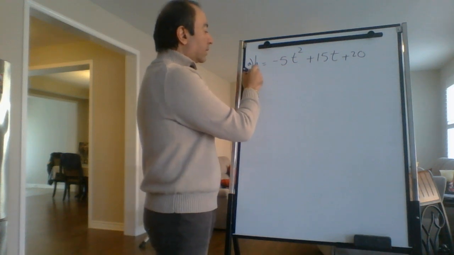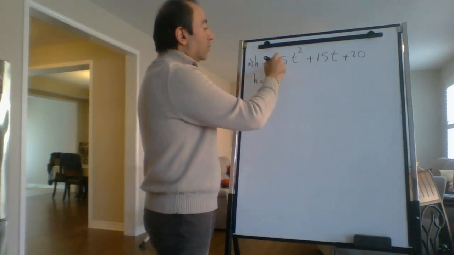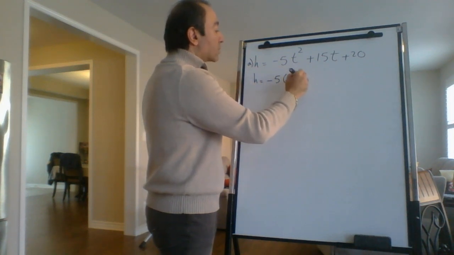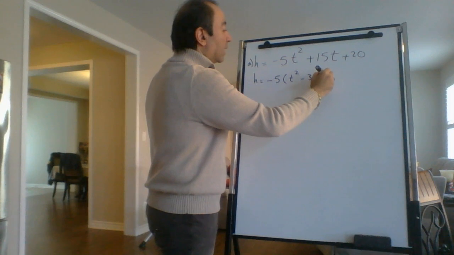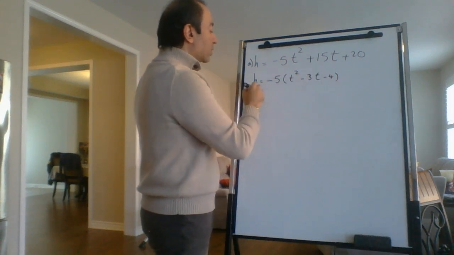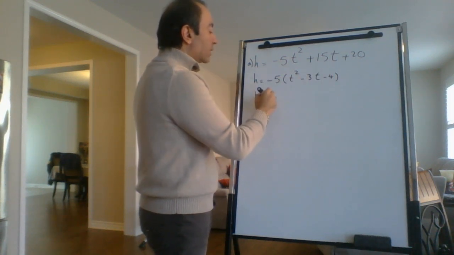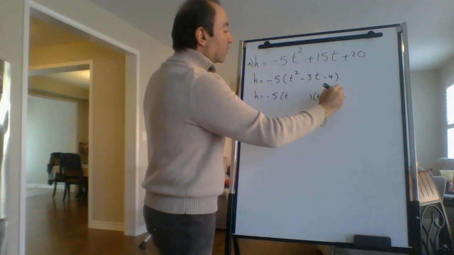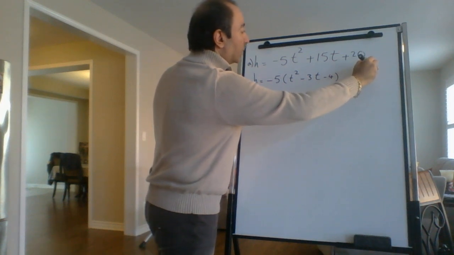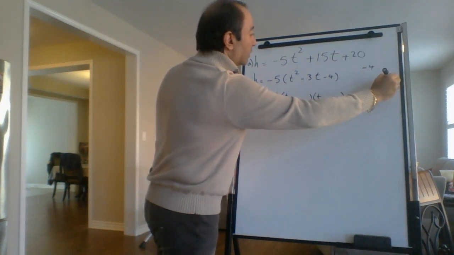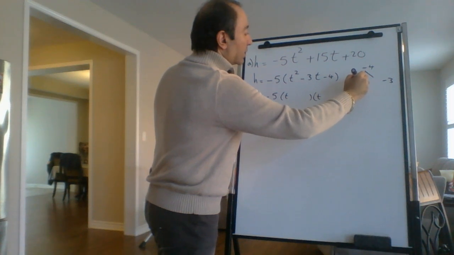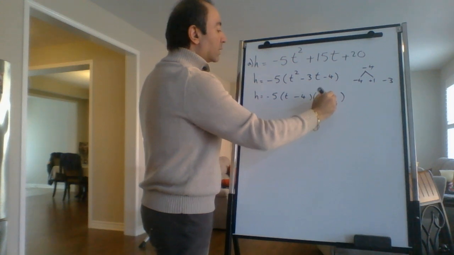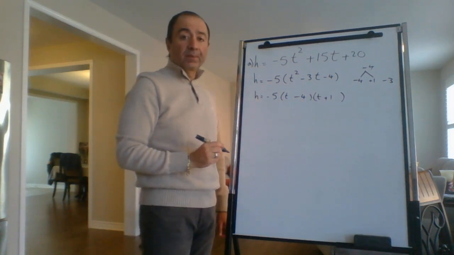So like what we did yesterday, we're going to factor the common factors, so negative 5 out. That will leave t squared minus 3t minus 4. Then we try to factor whatever is between the brackets, so t and t. Then we think of two numbers that multiply to negative 4 and at the same time add to negative 3. Those two numbers are negative 4 and positive 1. So I will write here negative 4 and positive 1. And up to here we are done with part A.